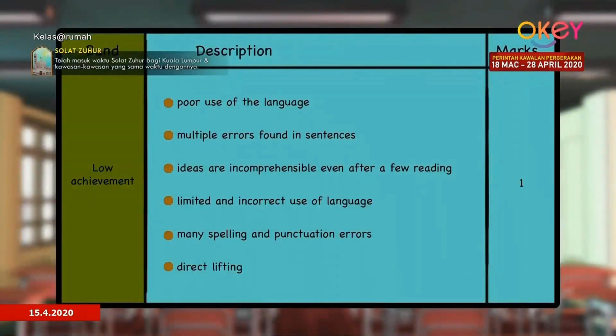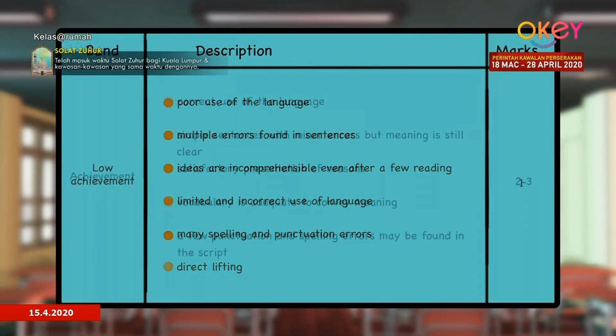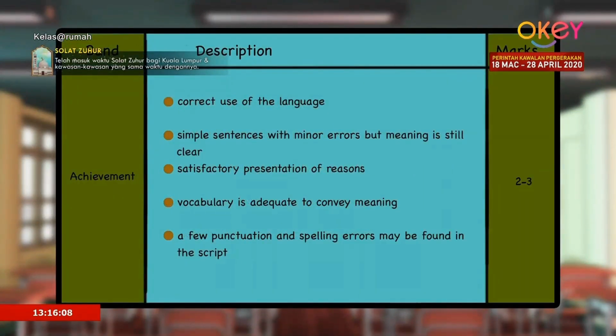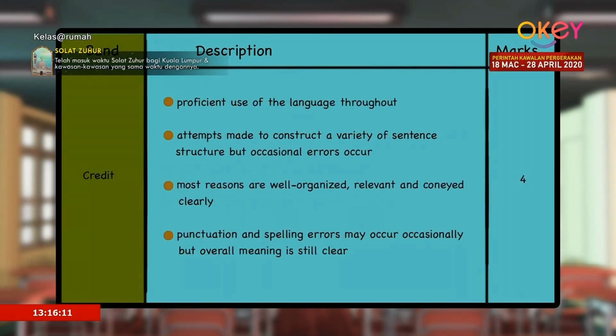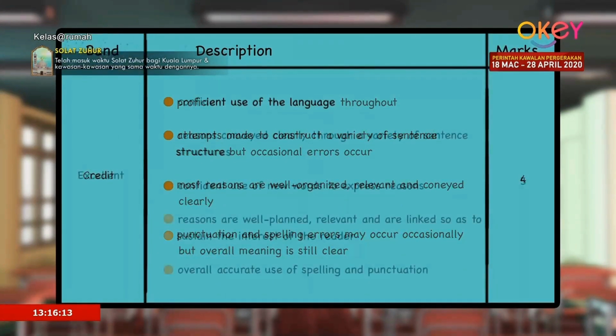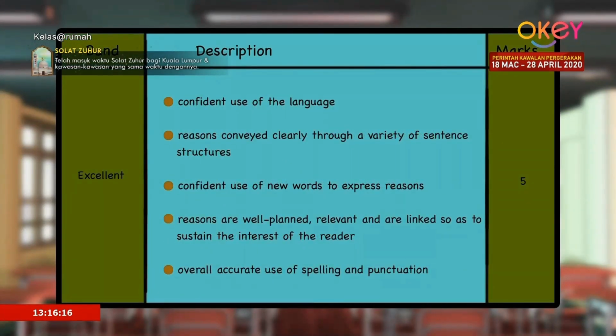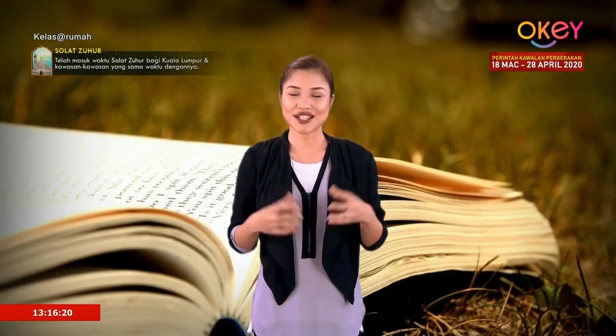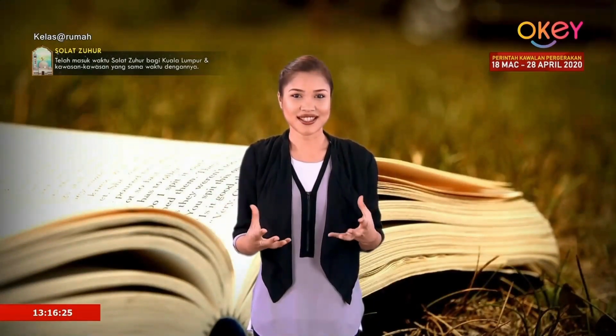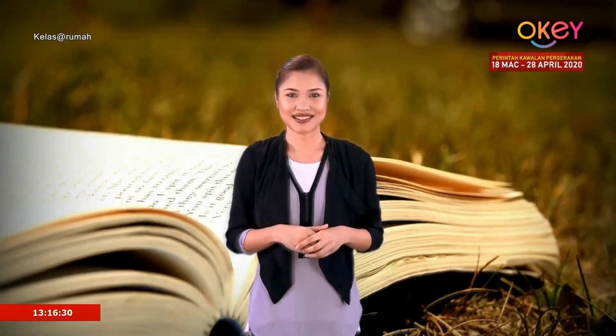Let's look at the marking scheme for question 2B. As you can see, there are 4 bands. Low achievement, 1 mark. Achievement, 2 to 3 marks. Credit, 4 marks. And excellent, 5 marks. Markers will look at how you use the language confidently to state your reasons. Use of a variety of sentence structures and vocabulary will also award you with extra marks.